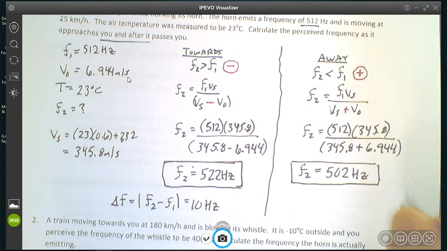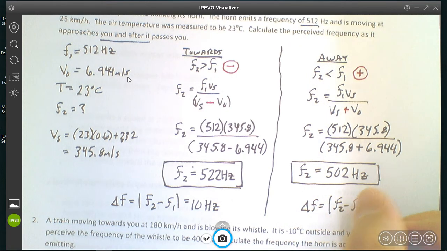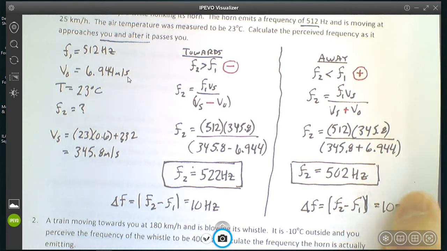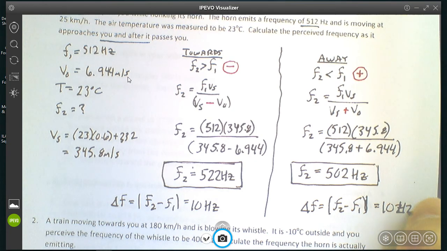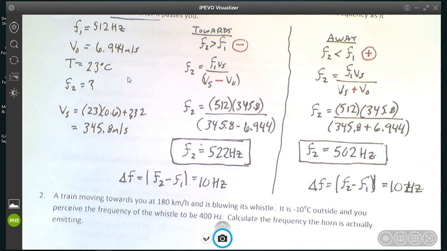It's 10 below because your Doppler shift, the actual Doppler shift here, F2 is smaller now than F1, and so you get negative, but because it's absolute value, you still get 10 hertz. So the Doppler shift stays the same. So once you know the Doppler shift, whether it's moving towards you or away, you can just add or subtract that value off.